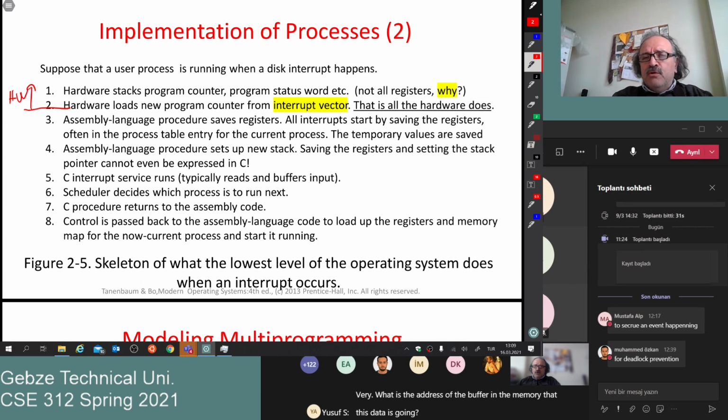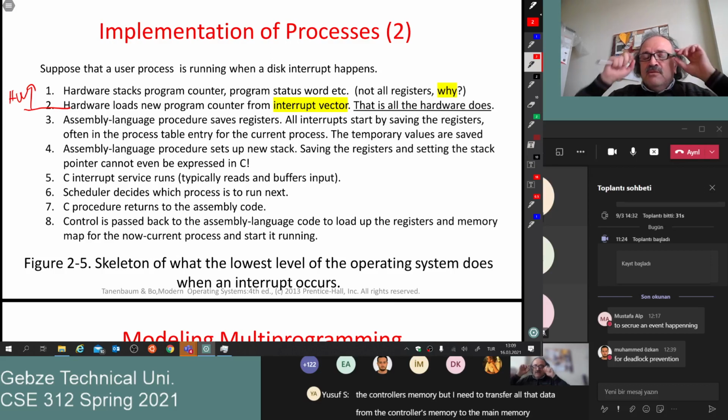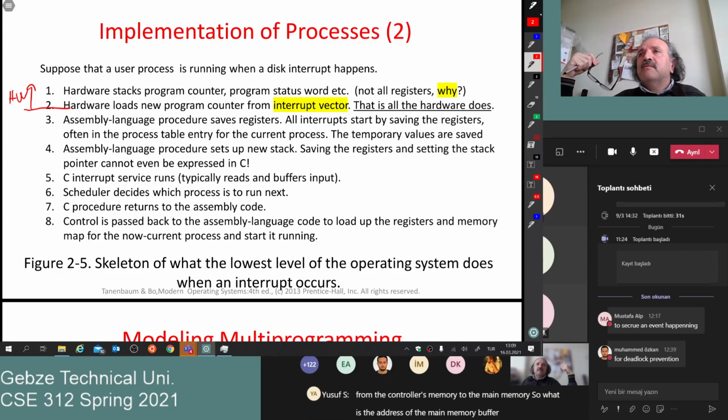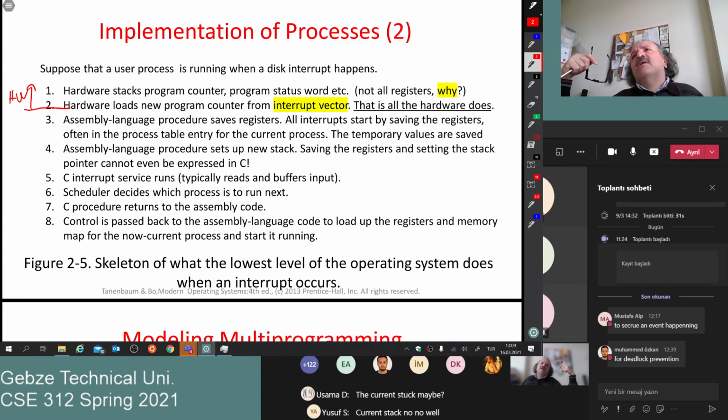The controller knows where the data is now because it is in the controller's memory. But I need to transfer all that data from the controller's memory to the main memory. So what is the address of the main memory buffer? Where am I copying all that data? The current stack, maybe? Current stack? No. Well, it could be in the current stack, but I need some space, right?